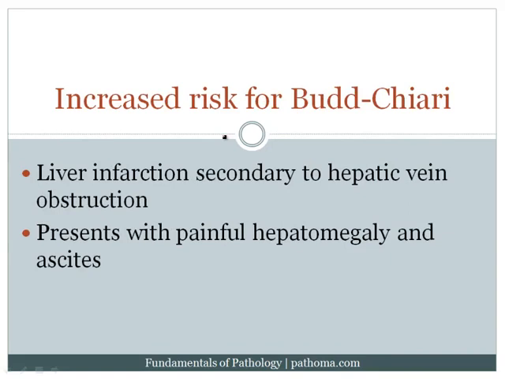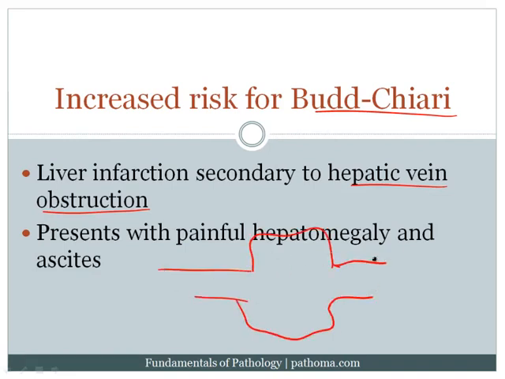Hepatocellular carcinoma loves to invade the hepatic vein, and anytime you invade the hepatic vein, that increases the risk for a syndrome called Budd-Chiari syndrome. The idea here is that if this is the liver, recall that you've got a portal vein going into the liver, and then you've got a hepatic vein coming out of the liver. In Budd-Chiari syndrome, you get thrombosis of the hepatic vein, which can then result in painful hepatosplenomegaly, ascites, and eventual necrosis of the liver with death.